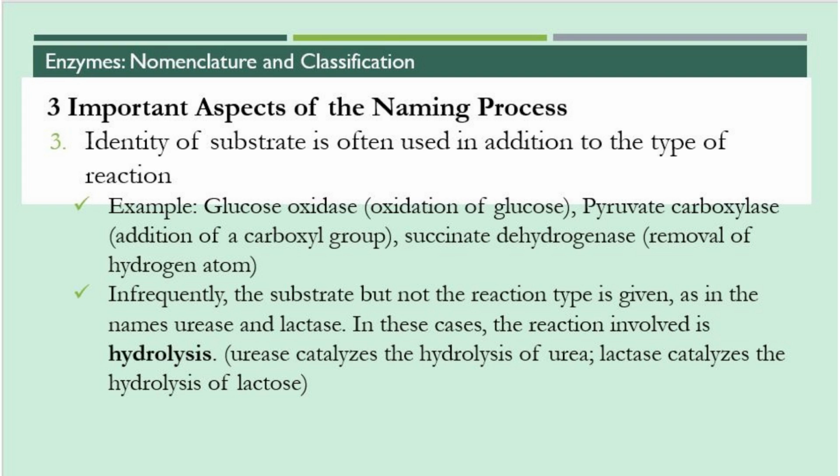Now, infrequently, the substance but not the reaction type is given, as in the names urease and lactase. So, in these examples, urease and lactase, the identity of the substrate is given, but the reaction type is not given. Now, in these cases, the reaction involved is always the hydrolysis reaction. Okay? For example, urease, it is an enzyme that catalyzes the hydrolysis of urea. Lactase, an enzyme that catalyzes the hydrolysis of lactose.